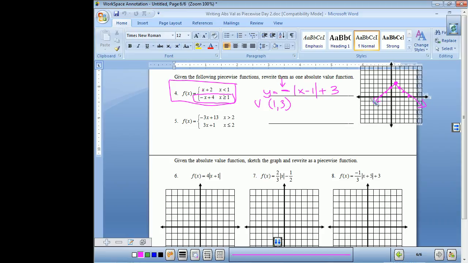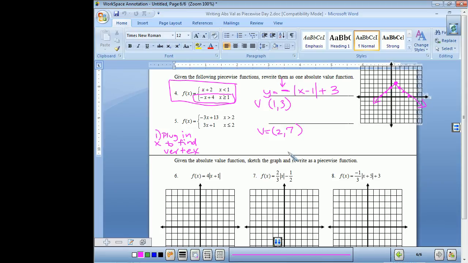Okay, so step 1. Plug in the x to find the vertex. Okay, so here's the x. The x is 2. If I plug in 2, 3 times 2 is 6, plus 1 is 7.